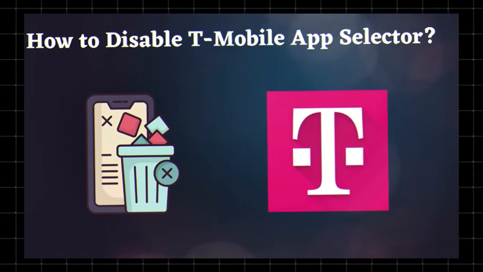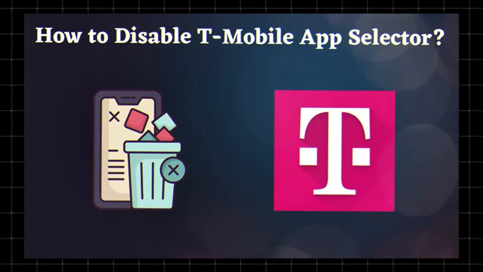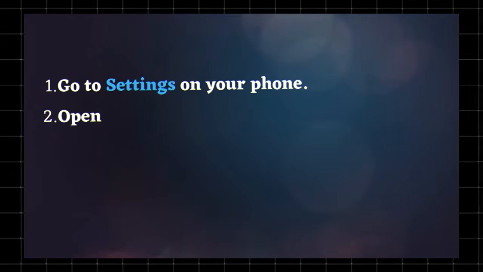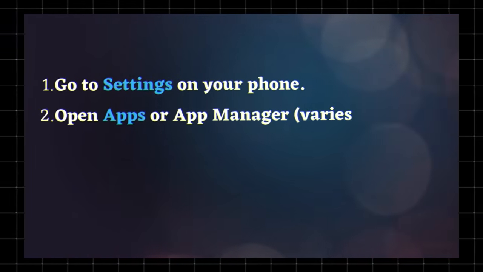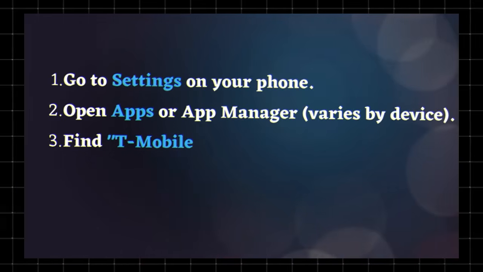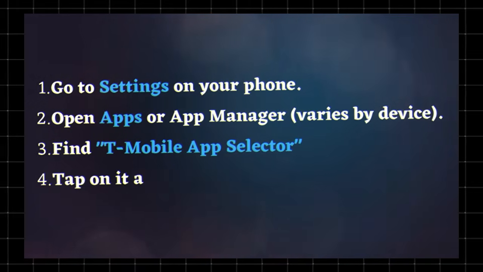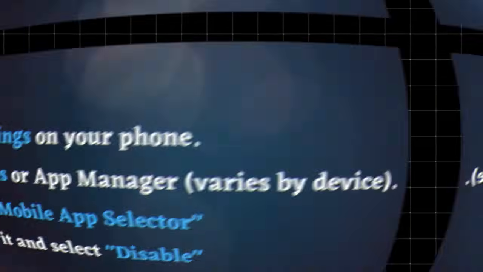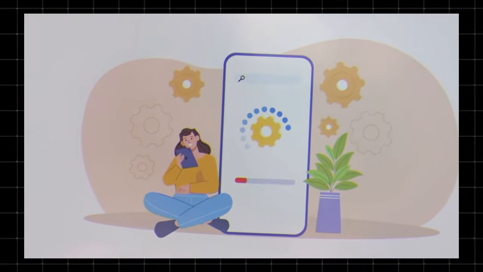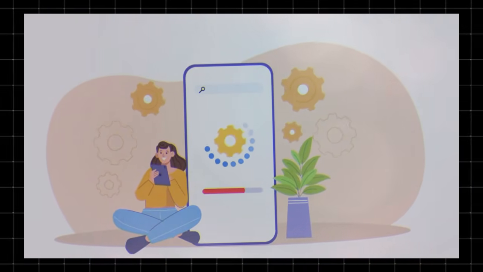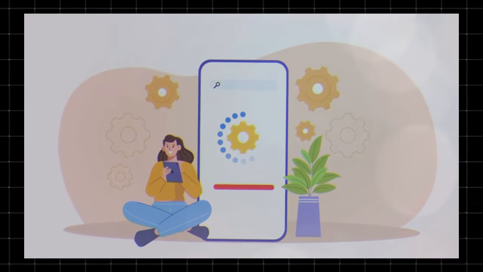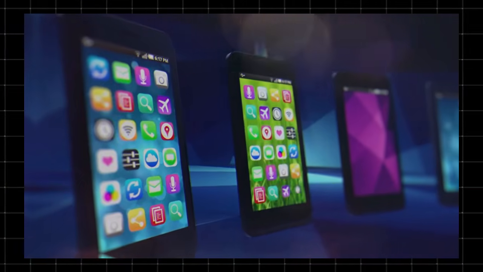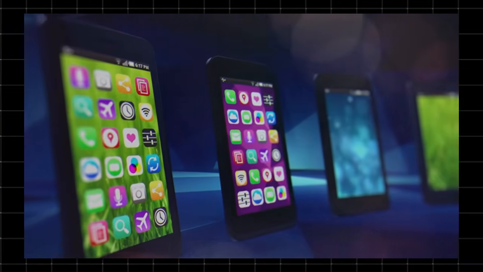How to disable T-Mobile App Selector? If you don't want T-Mobile App Selector on your device, here's how you can disable it. Go to Settings on your phone. Open Apps or App Manager, varies by device. Find T-Mobile App Selector in the list of installed apps. Tap on it and select Disable or Uninstall Updates, if available. If you don't see a disable option, try force stopping the app to prevent it from running. This should stop the app from appearing during future setups or suggesting apps.